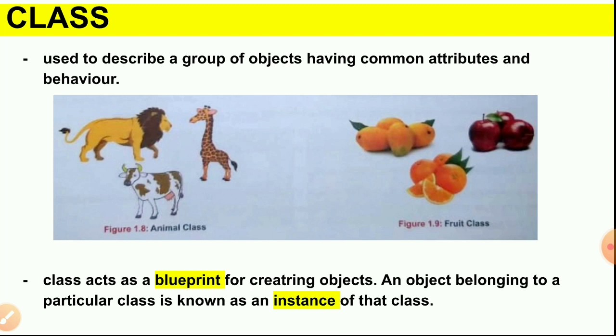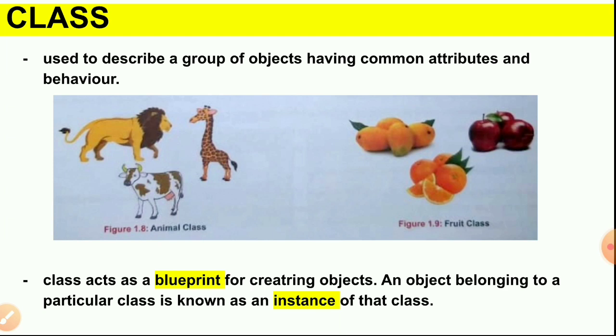So don't worry, we'll be looking at this in detail in the coming slides, okay? But for now, you should understand the meaning of group of objects, okay? Class represents a group of objects. Like this animal class is representing all the animals. The fruit class is representing all the fruits, okay? Let's look at the next definition.